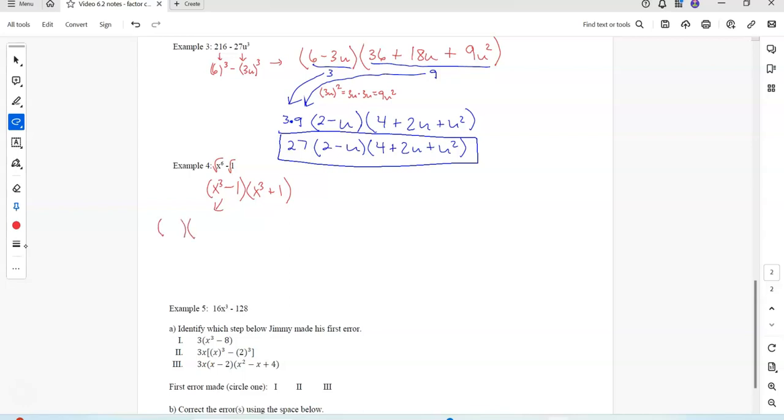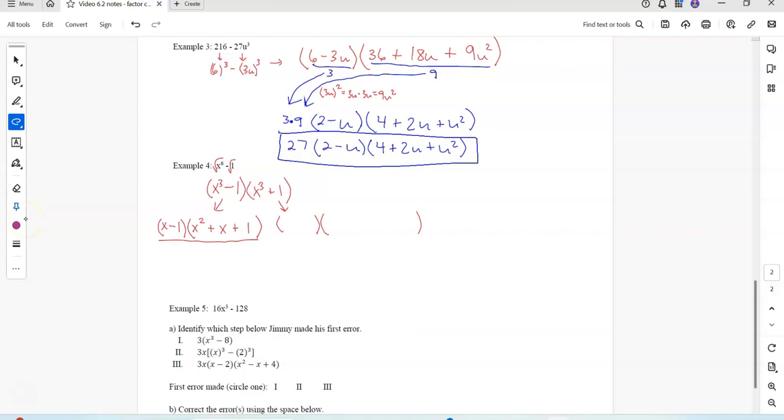So we're going to have a short factor and a long factor. This one will also have a short factor and a long factor. x cubed gives me an a of x. 1 cubed is 1. Keep the same sign. Now we're going to take our x and square it. So x squared, opposite sign. 1 times x is just x. Always positive sign. 1 squared is 1. So x cubed minus 1 will factor like this.